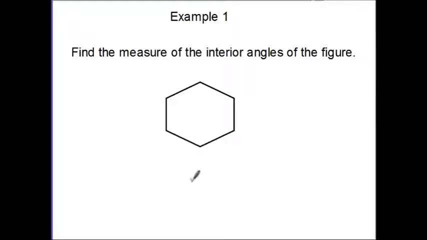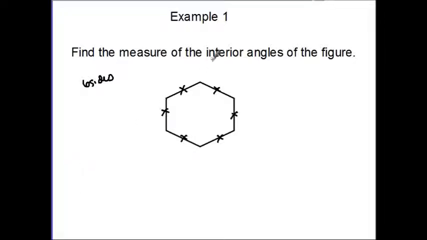And now we start with our first example. We're going to find the measure of the interior angles of the figure. So first and foremost, it's important for us to know how many sides this figure has. So we're going to count them up. 1, 2, 3, 4, 5, 6 sides. Make a little note of that. 6 sides, this is called a hexagon.